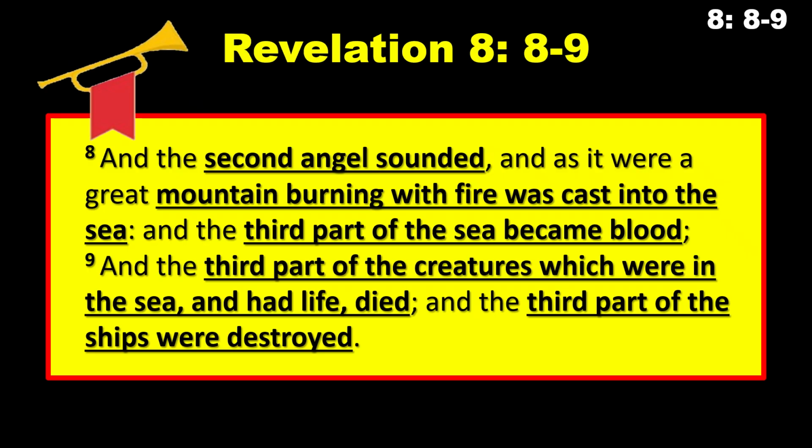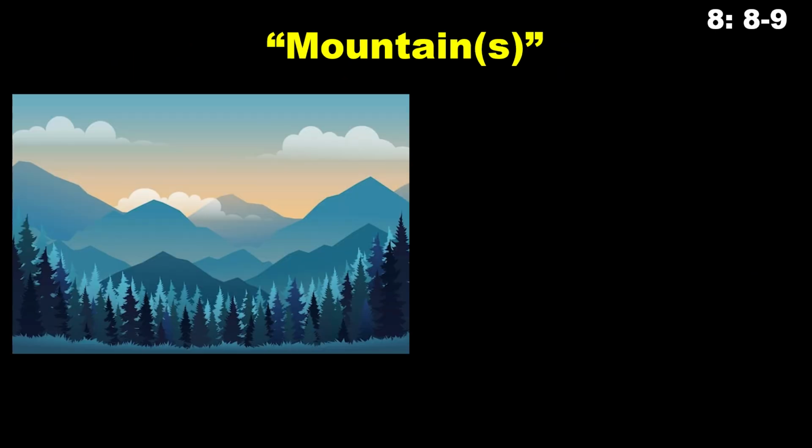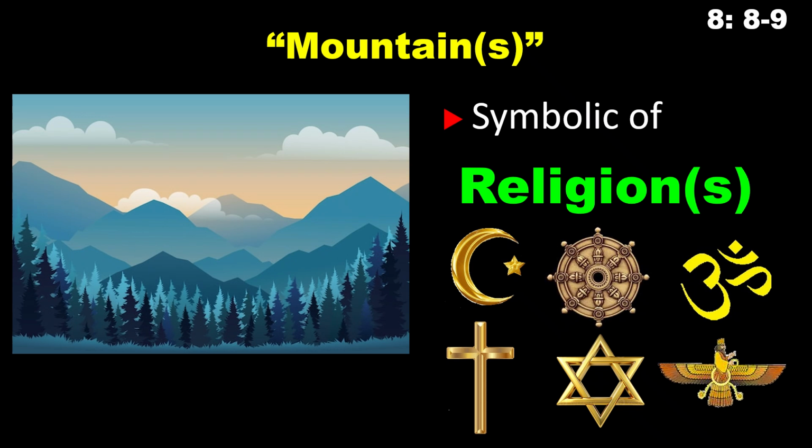Verses 8 and 9, quote, "And the second angel sounded, and as it were a great mountain burning with fire was cast into the sea, and the third part of the sea became blood. And the third part of the creatures which were in the sea and had life died, and the third part of the ships were destroyed." End quote. When you see the word mountain or mountains in prophecies in the Bible, it is probable that it is symbolic of a religion or religions.